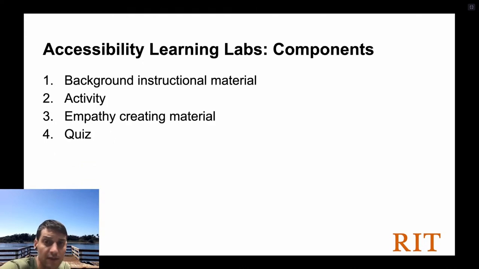Some of the primary components inside of these labs are background instructional material to provide foundational content for the user on the accessibility challenge, an experiential hands-on activity that the user can work with, an empathy creating component, and a concluding quiz. One of the things that's really cool about these labs is the empathy creating material. You might go through and do an activity, and there'll be a feature built into the activity that will make the page look like it would to someone who's colorblind. So if the page or software is created in an inaccessible manner, it's likely to be very frustrating or even impossible for you to use the software using that empathy creating feature, that disability emulation component.